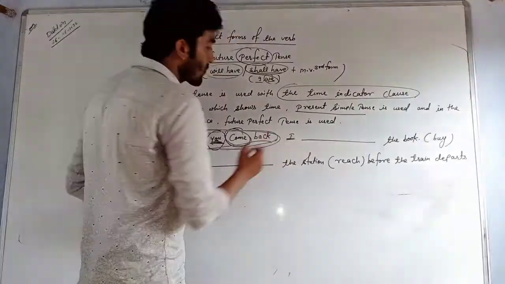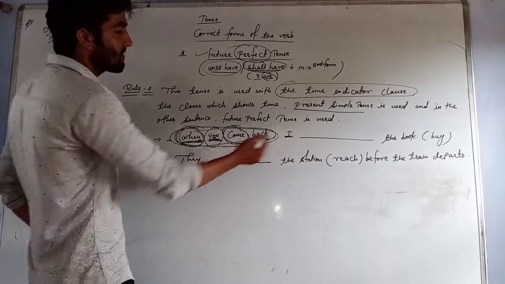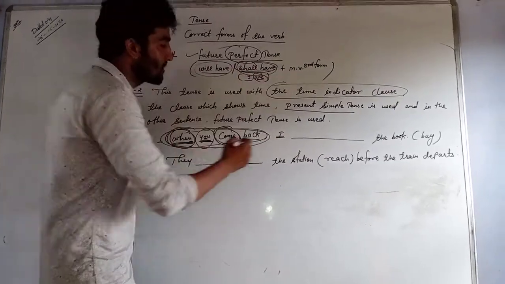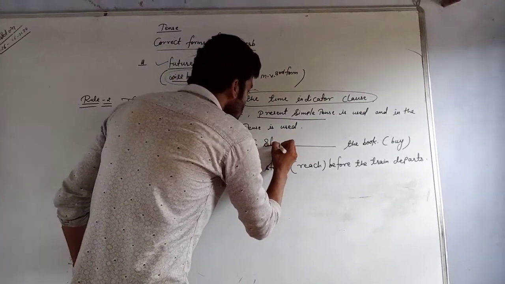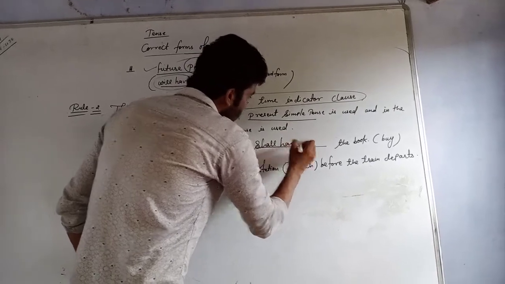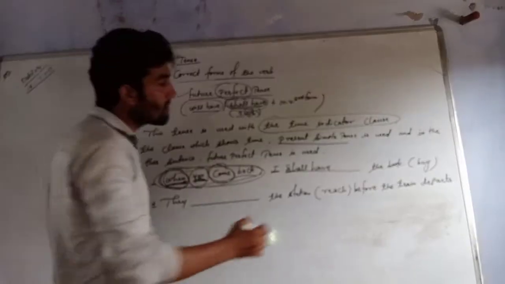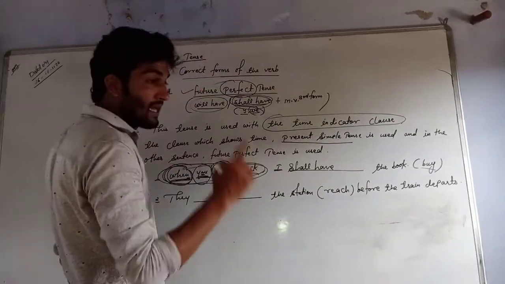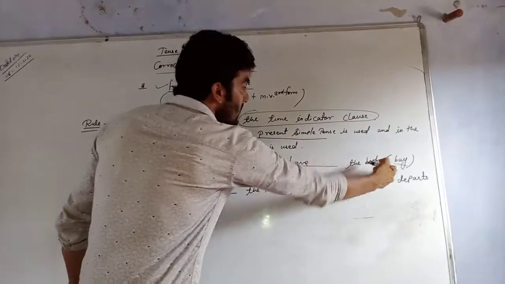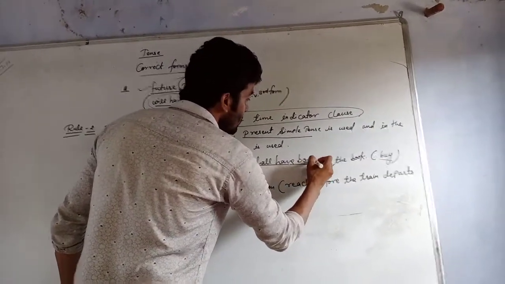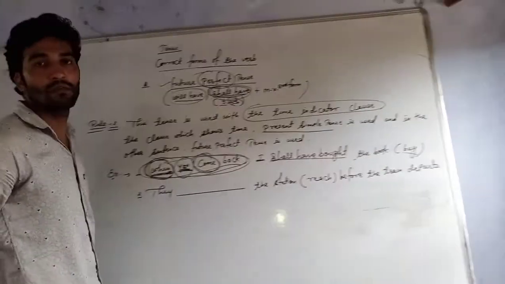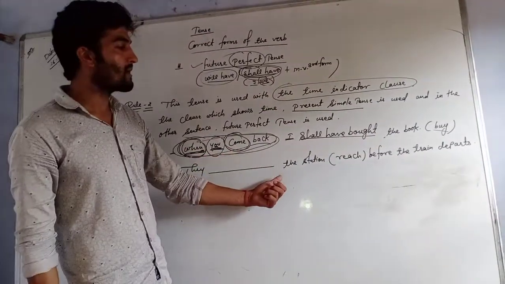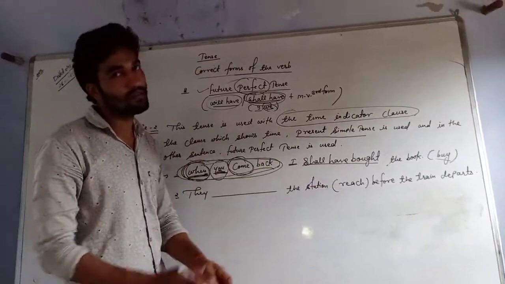According to the subject I, with I, shall have will be the helping verb, shall have. Then the third form of the verb: the verb is buy, and the third form of buy is bought. So, when you come back, I shall have bought the book.